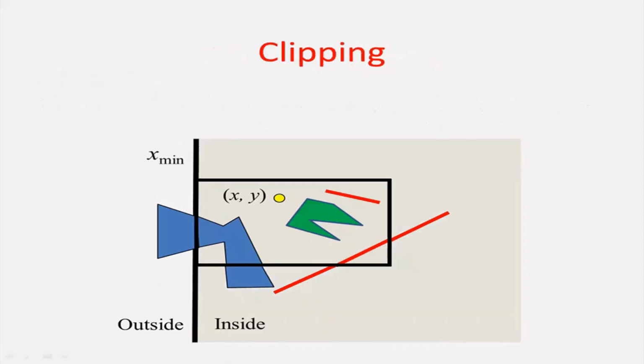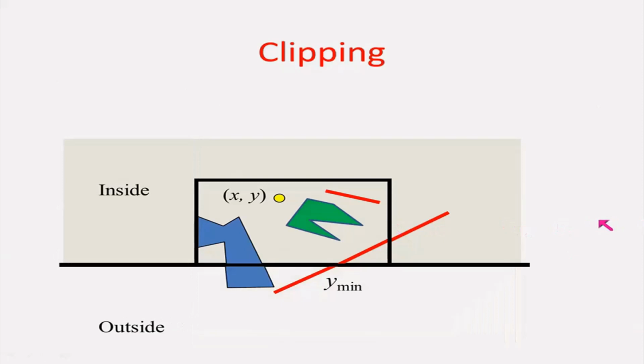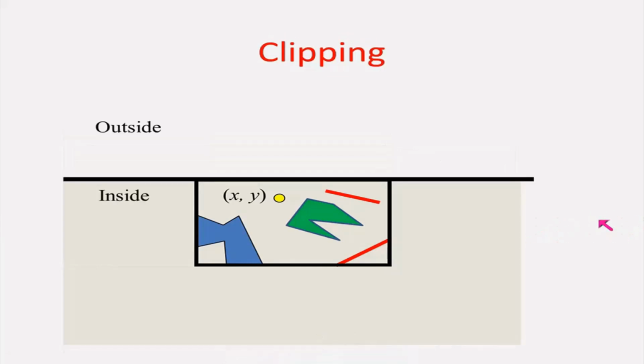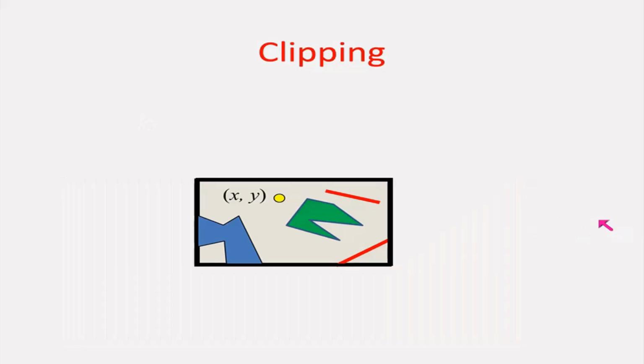Clipping on a rectangle is replaced by a sequence of 4 clipping steps on 4 half spaces. First, clipping on half space x is greater than x minimum, then on half space defined by y is greater than y minimum, the result goes into the clipping step corresponding to half space of equation x is smaller than x maximum, and finally to the half space defined by y is smaller than y maximum. And we have the result that contains those primitive paths which are in the clipping rectangle.